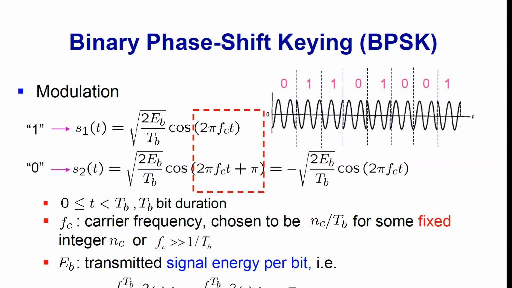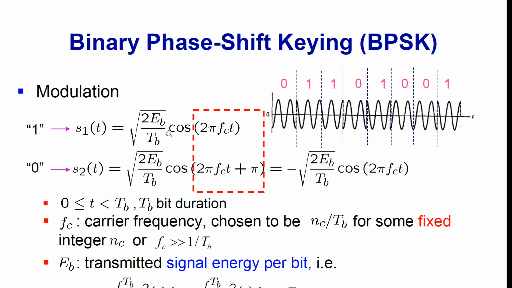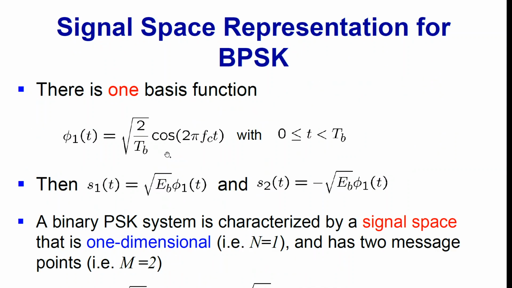You can see that we can define one basis function here, that is root of 2 by TB cos 2 pi FCT, with 0 less than or equal to t less than TB. That is, for this particular duration, define one basis function phi1 of t as root of 2 by TB cos 2 pi FCT. You can see that this phi1 of t has unit energy. In order to make this phi1 of t unit energy, we multiply with root of 2 by TB, then cos 2 pi FCT.